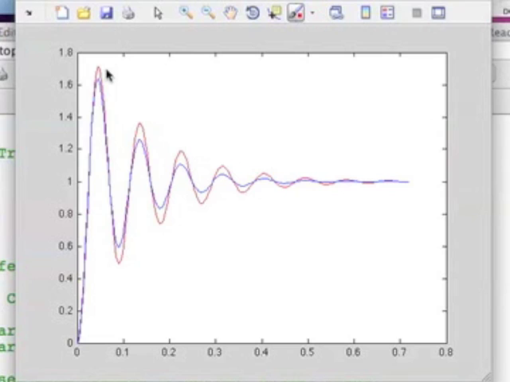Later in the course, we'll discuss more about looking at the transient response of systems, and how the transient response of systems depends upon the location of the poles in the complex plane.